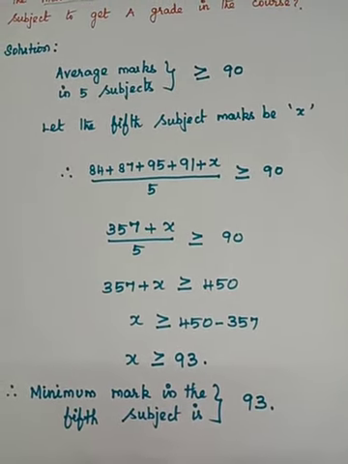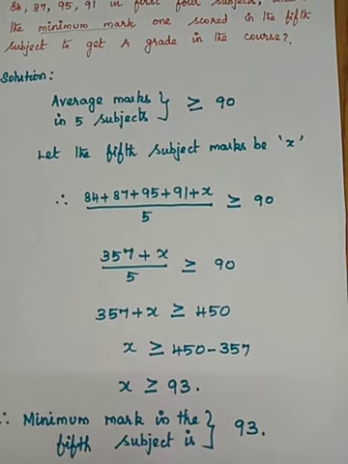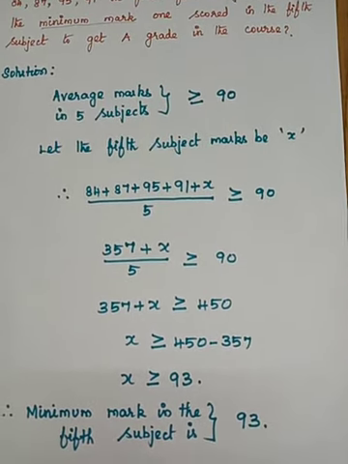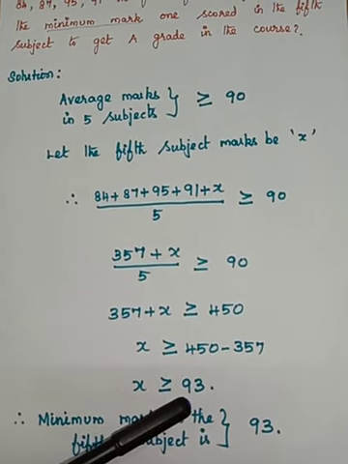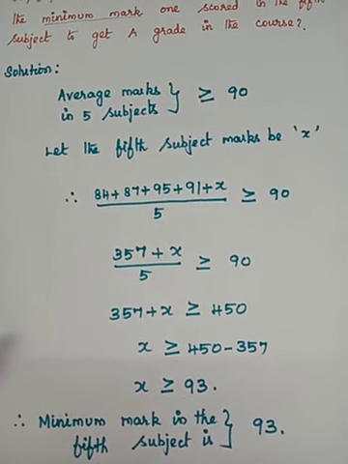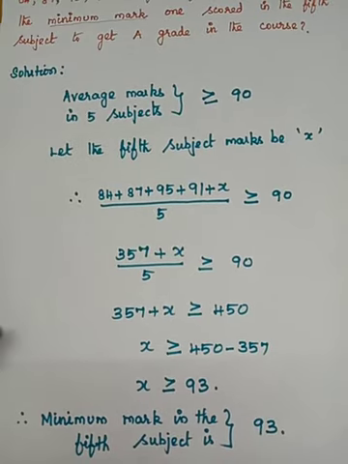But what is asked? What is the minimum mark in the fifth subject to get A grade? So what is the minimum mark? That is 93. Because the person can score 93 and above. So the minimum mark is 93.